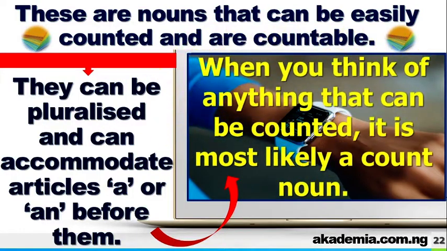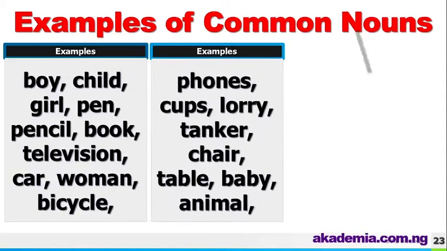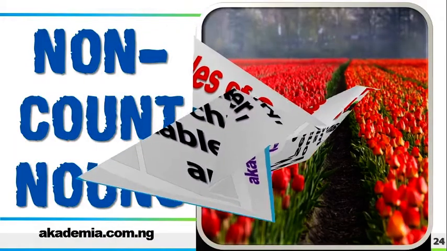before them. Now, when you think of anything that you can count, such an item is most likely a count noun. For instance, boy, girl, pen, pencil, television, car, book, bicycle, phone, cup, lorry, tanker, chair, table, woman, man, father, mother, sister, mouse, animal, bird, insect, dog, goat, etc. All of these can be counted. They can be pluralized. They can admit the article a or the article an, as the case may be. You can say a boy, a pencil, a television, a car, an egg, an animal, an insect, and so on and so forth.